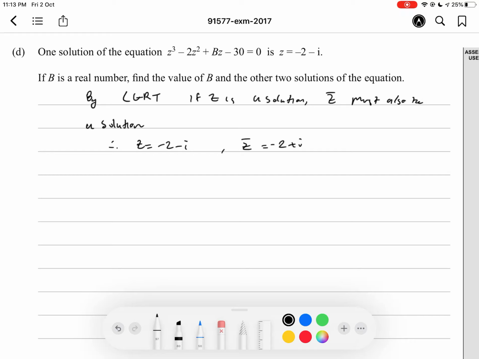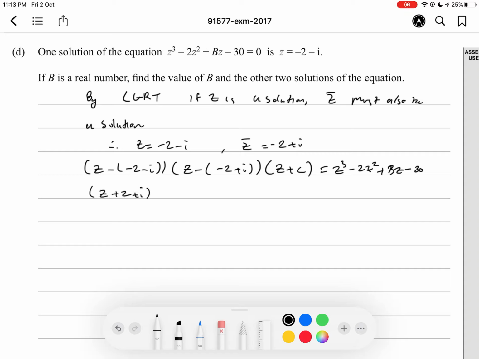In this case, we're going to write out our brackets. We have z minus negative 2 minus i, multiplied by z minus negative 2 plus i, and we're going to have some z plus c, which we're going to try to find out, and that equals our cubic z cubed minus 2z squared plus bz minus 30. Now we're going to expand these brackets. So now we have z plus 2 plus i multiplied by z plus 2 minus i, times z plus c, which equals everything on the right hand side. Now we can actually expand these brackets.